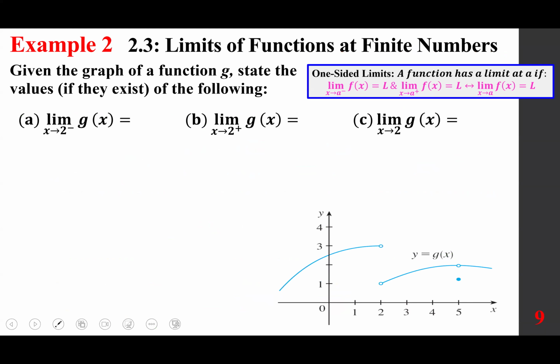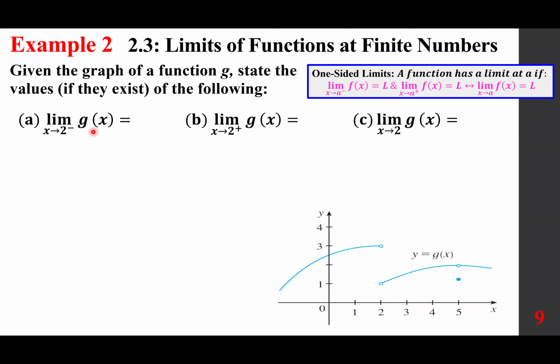Section 2.3, limits of functions at finite numbers. Given the graph of the function, state the values, if they exist, of the following. We are interested in the limit of g of x as x approaches 2, reminding everybody of one-sided limits. A function has a limit at a if the limit of f of x as x approaches a from the left and from the right is the same thing, and it's equal to L.